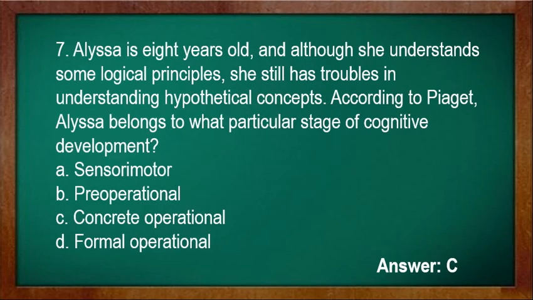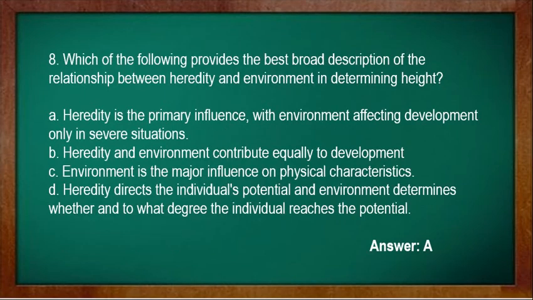Number 7. Alyssa is 8 years old, and although she understands some logical principles, she still has troubles in understanding hypothetical concepts. According to Piaget, Alyssa belongs to what particular stage of cognitive development? A. Sensorimotor. B. Preoperational. C. Concrete operational. D. Formal operational. Answer: C.